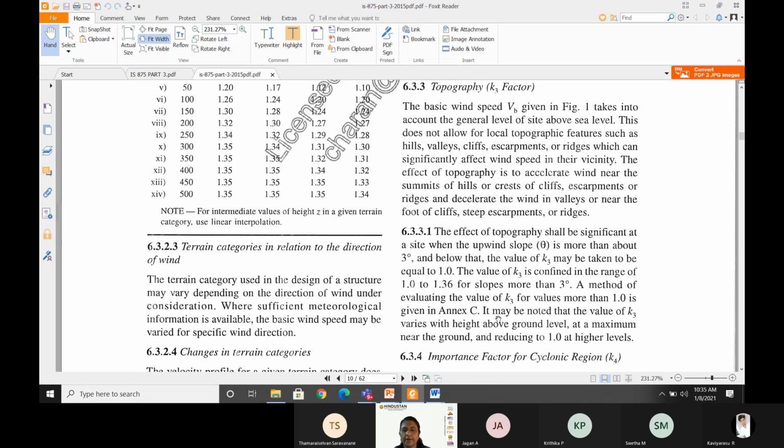A method of evaluating the value of K3 for values more than 1 is given in Annex C. So there is an annexure given. We will discuss it later. You can go through that, how to calculate the value of K3 if the slope is more than 3 degrees. Otherwise, if it is a plain land, the K3 value is taken as 1. So that is what about K3.